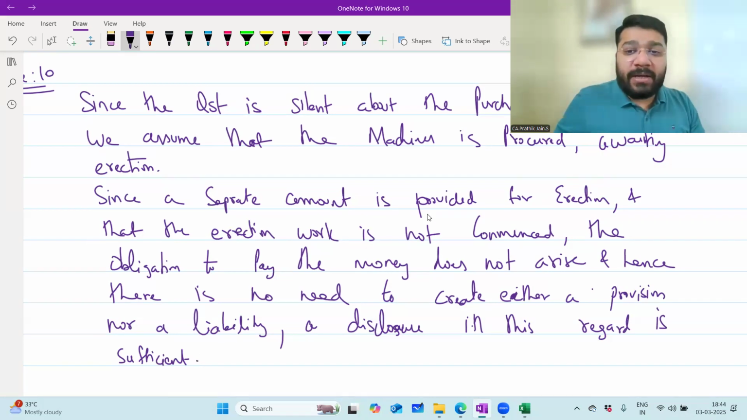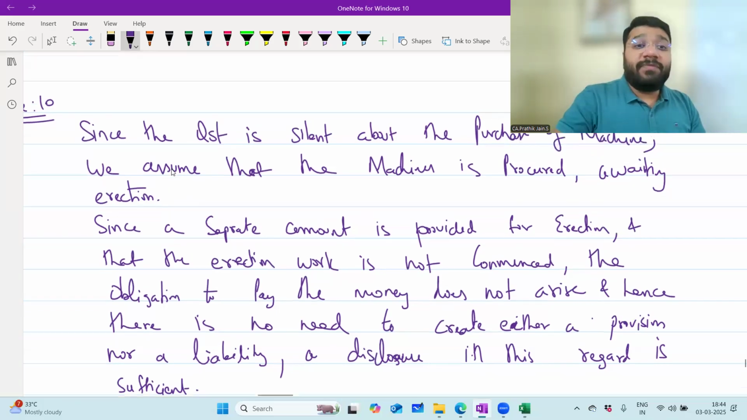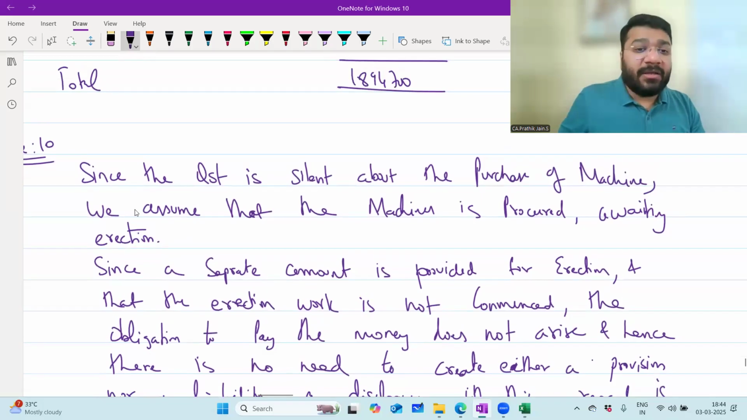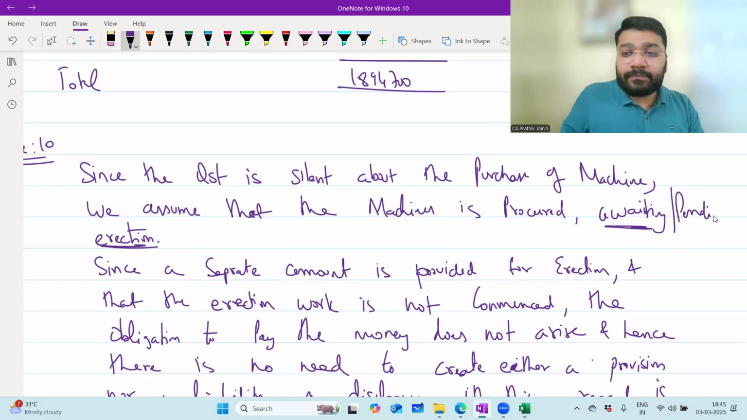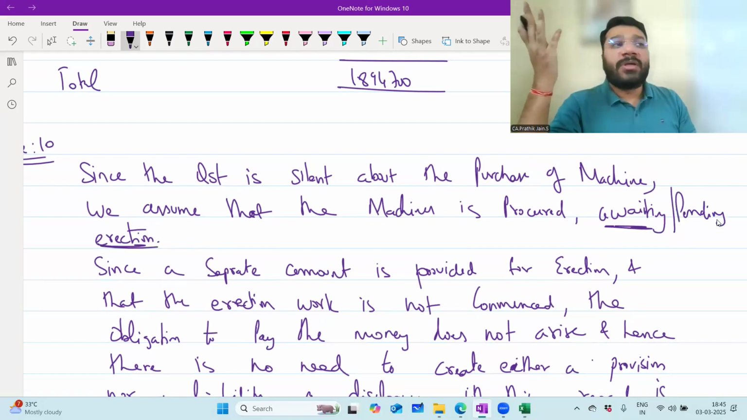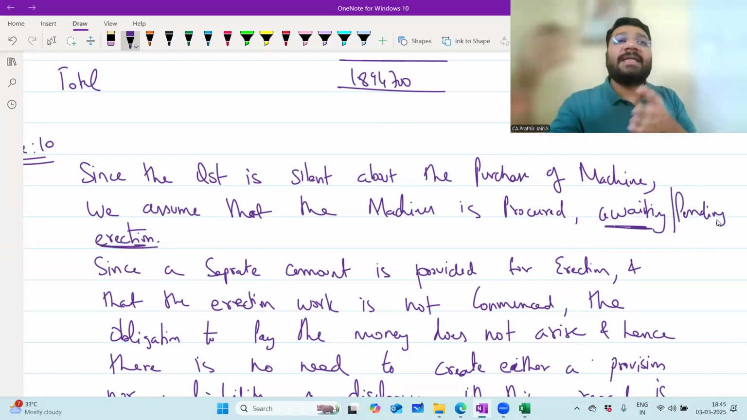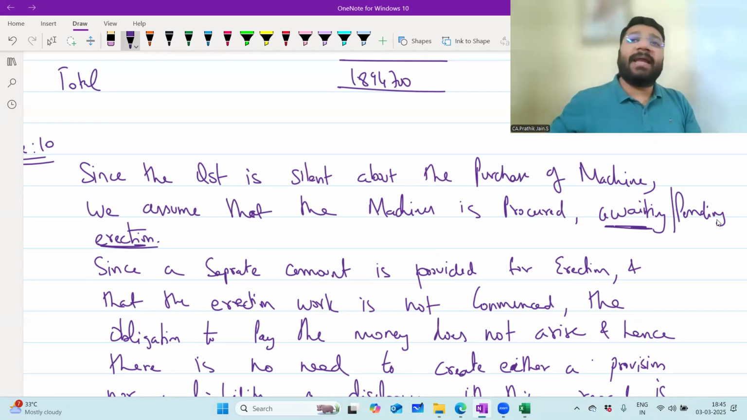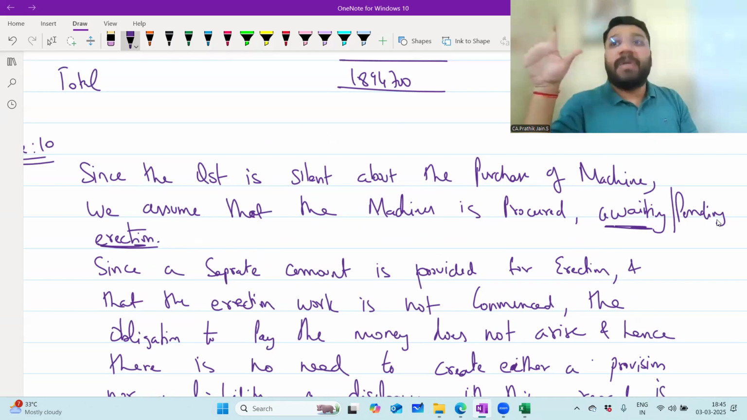Since a separate amount is provided for erection and the erection work has not commenced, take the first paragraph. Since the question is silent about the purchase of the machine, we assume that the machine is procured, awaiting erection or pending erection. That means the work is incomplete. Work is complete when the procurement is done and the installation is also done. Both are done, then it is complete. So incomplete means procurement is done and erection is pending. Or you can assume that the erection work is started but not completed. My liability arises only when the erection is complete.